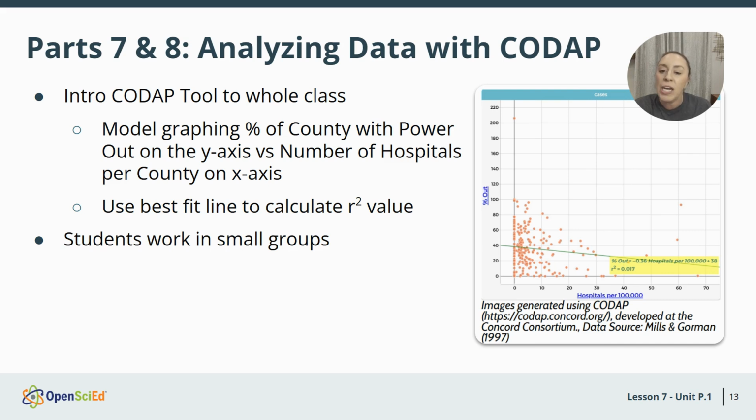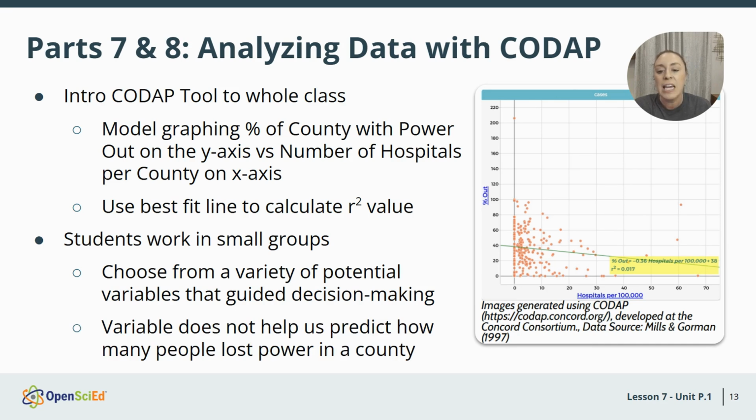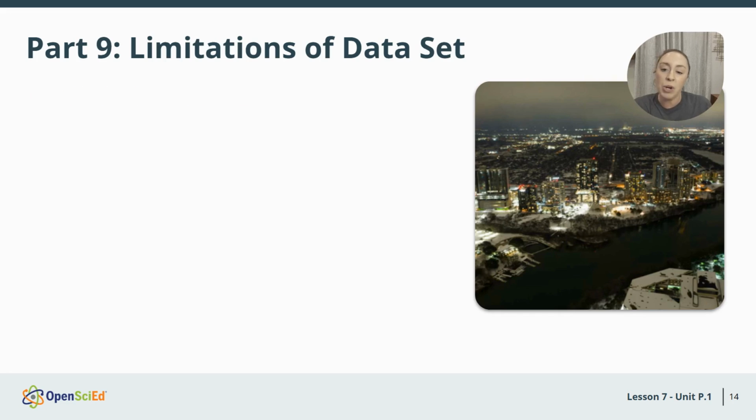And then students work in small groups to choose from a variety of potential variables that they think might have been used to guide the decision-making of these power companies. And we realized that there isn't any variable that actually yields an R-squared that tells us this is the thing that caused power outages. And so in part 9, we discuss as a whole group the limitations of our data.